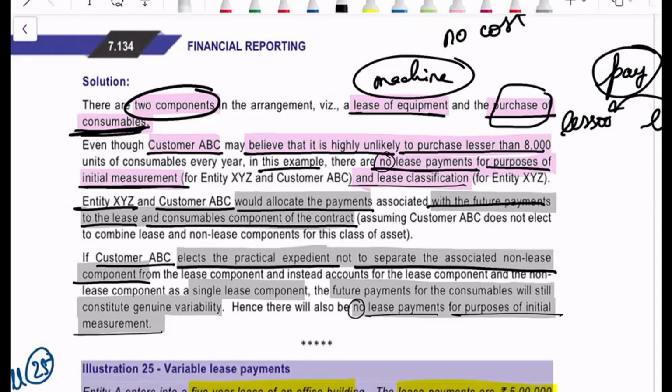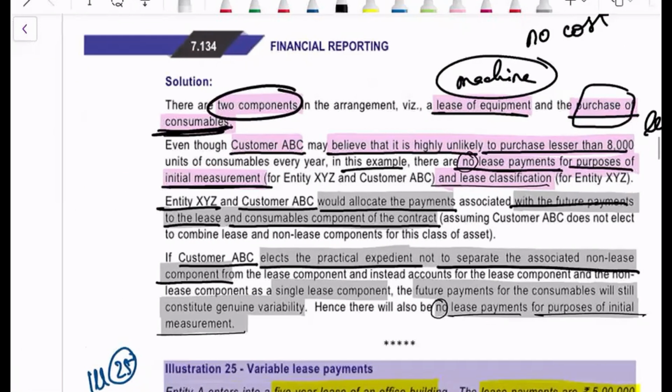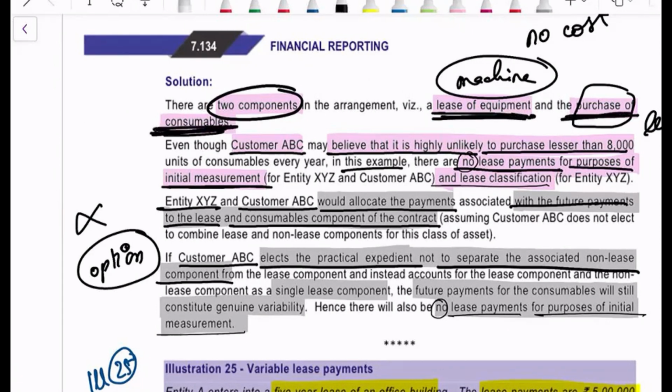But here, in our earlier video, we studied that customer ABC has an option that it may or may not separate the lease and non-lease components. Here customer ABC is not separating them. The lease component would have been the equipment, and the non-lease component would have been the purchase of consumables, because it is a good. Here customer ABC is electing the option to not separate the lease and non-lease component. So everything is going to be treated as lease components.